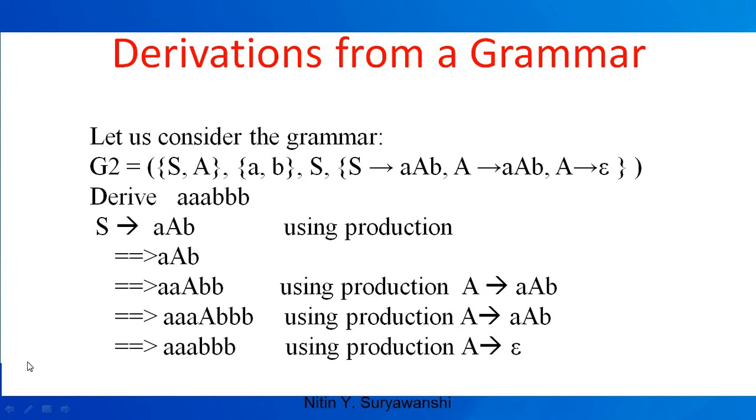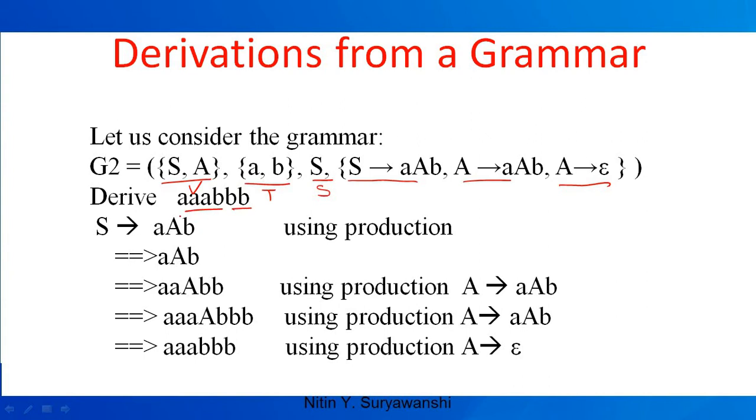In the previous lecture, we already discussed the grammar. So grammar is nothing but a group of 4 tuples: these are the variables, these are the terminals, then the starting symbol, and these are the production rules. And we also derived one string from this grammar.